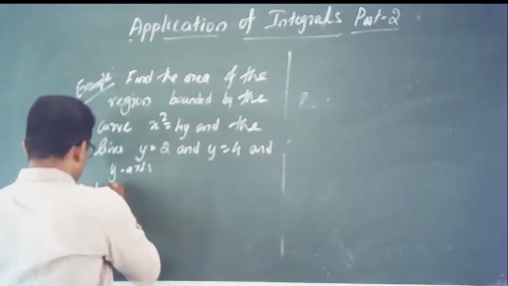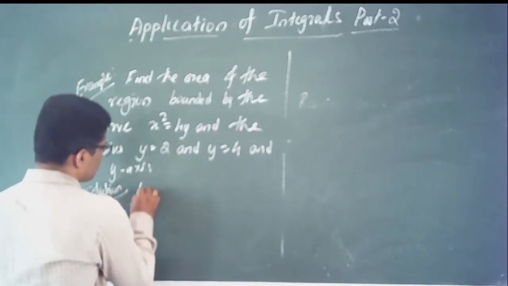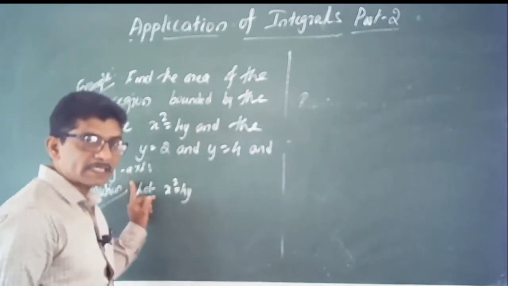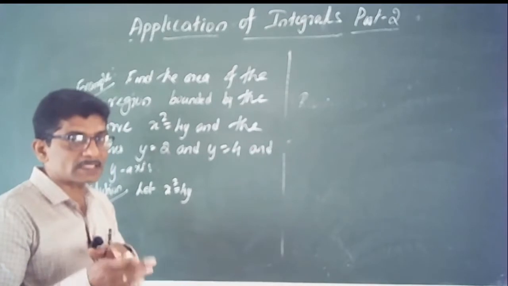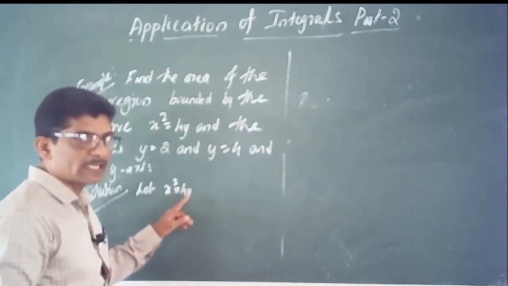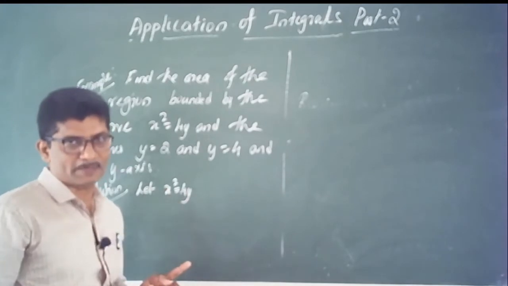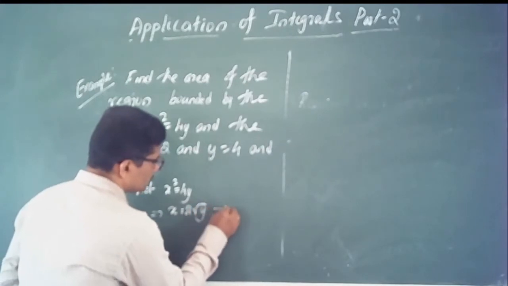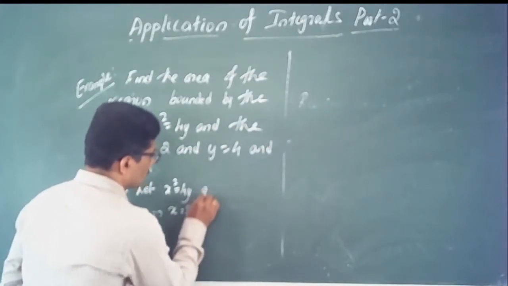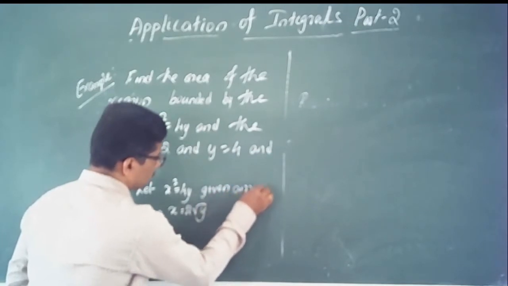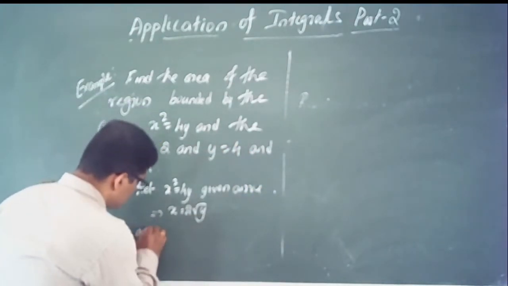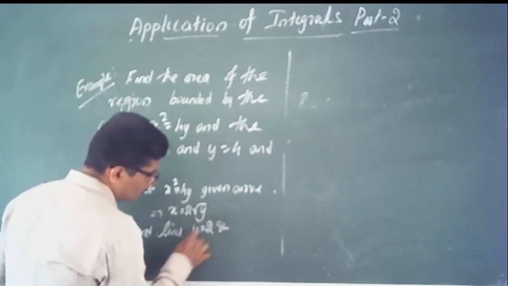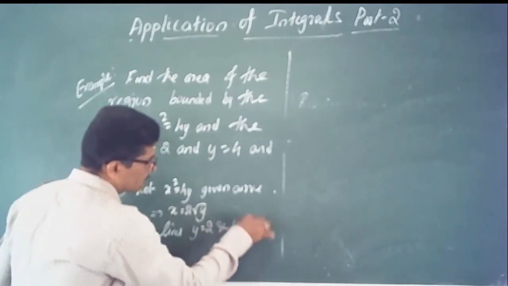Here the y-axis is also one of the boundaries. Therefore, rewrite this equation in x is equal to f of y form. It implies x is equal to 2 root y. This one is the given curve. And the lines given are y is equal to 2 and y is equal to 4, which are parallel to the x-axis.